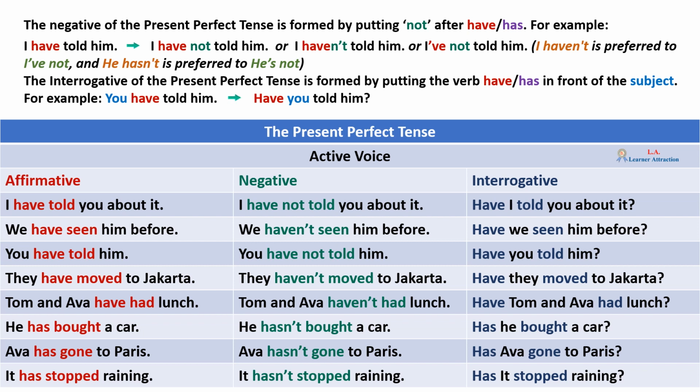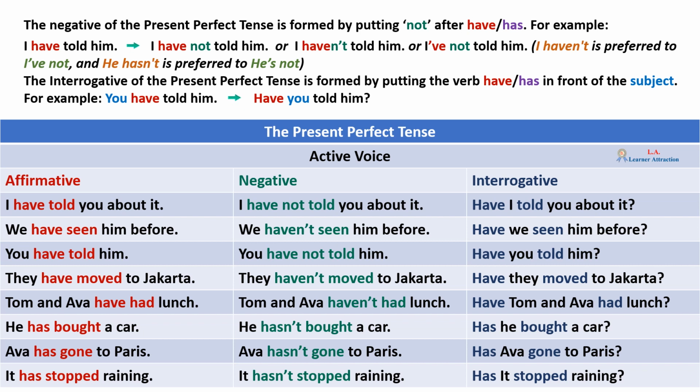The interrogative of the present perfect tense is formed by putting the verb have or has in front of the subject. For example, you have told him becomes have you told him? The present perfect tense, active voice. Affirmative: I have told you about it. Negative: I have not told you about it. Interrogative: have I told you about it?